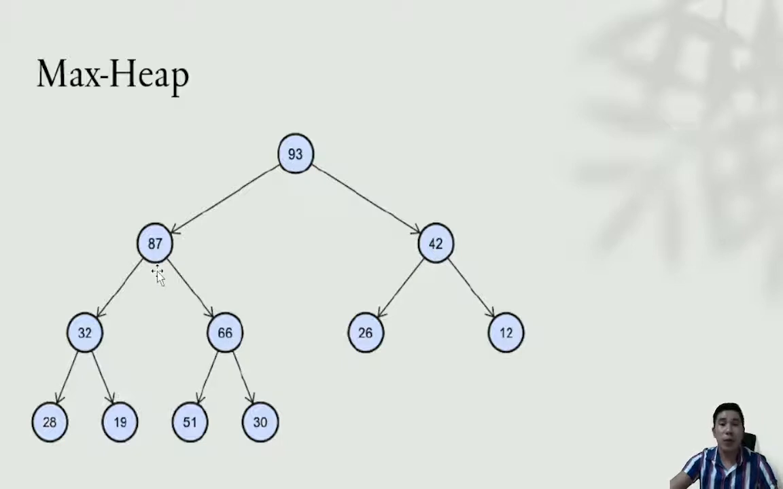If you look at the other side, the 87 as a parent node has two children, 32 and 66, and it's also greater than its children. The same with 32, which has children 28 and 19, which are also less than it. The same with 66 and of course 42. So that's it. It depends on what you would like to achieve. Again, it's either max heap or min heap.